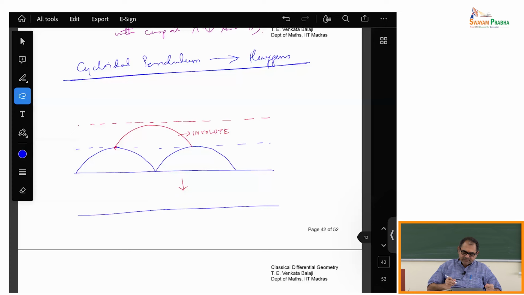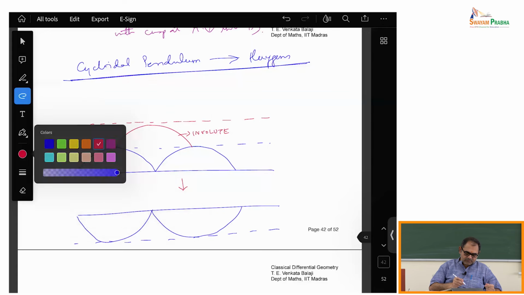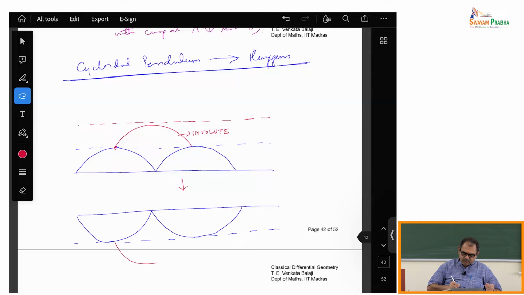So you draw it like this. Let me put it down like this. Okay. Then I will draw the involute like this. Okay. And here is your cycloidal pendulum. What you do is you take this point and you suspend a mass on a string, with a mass here.